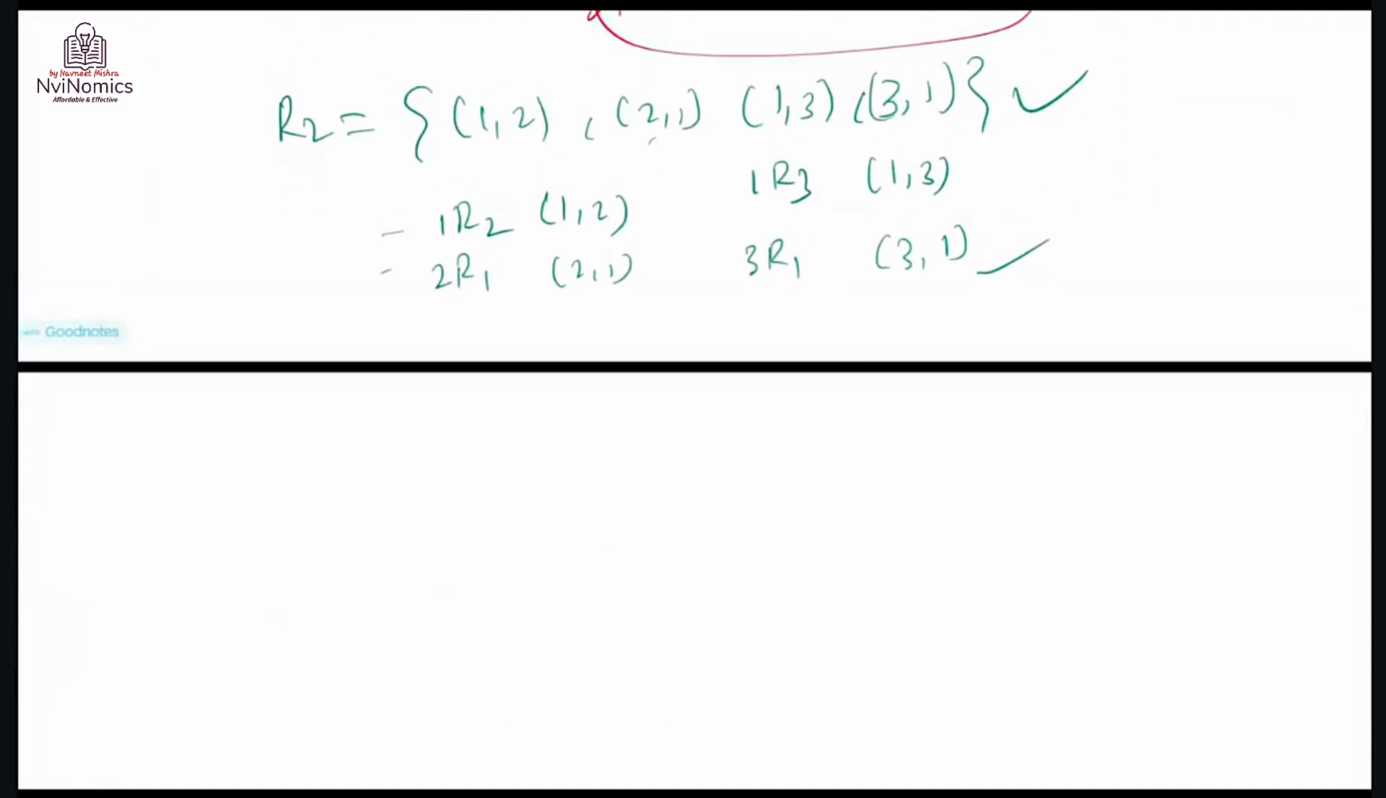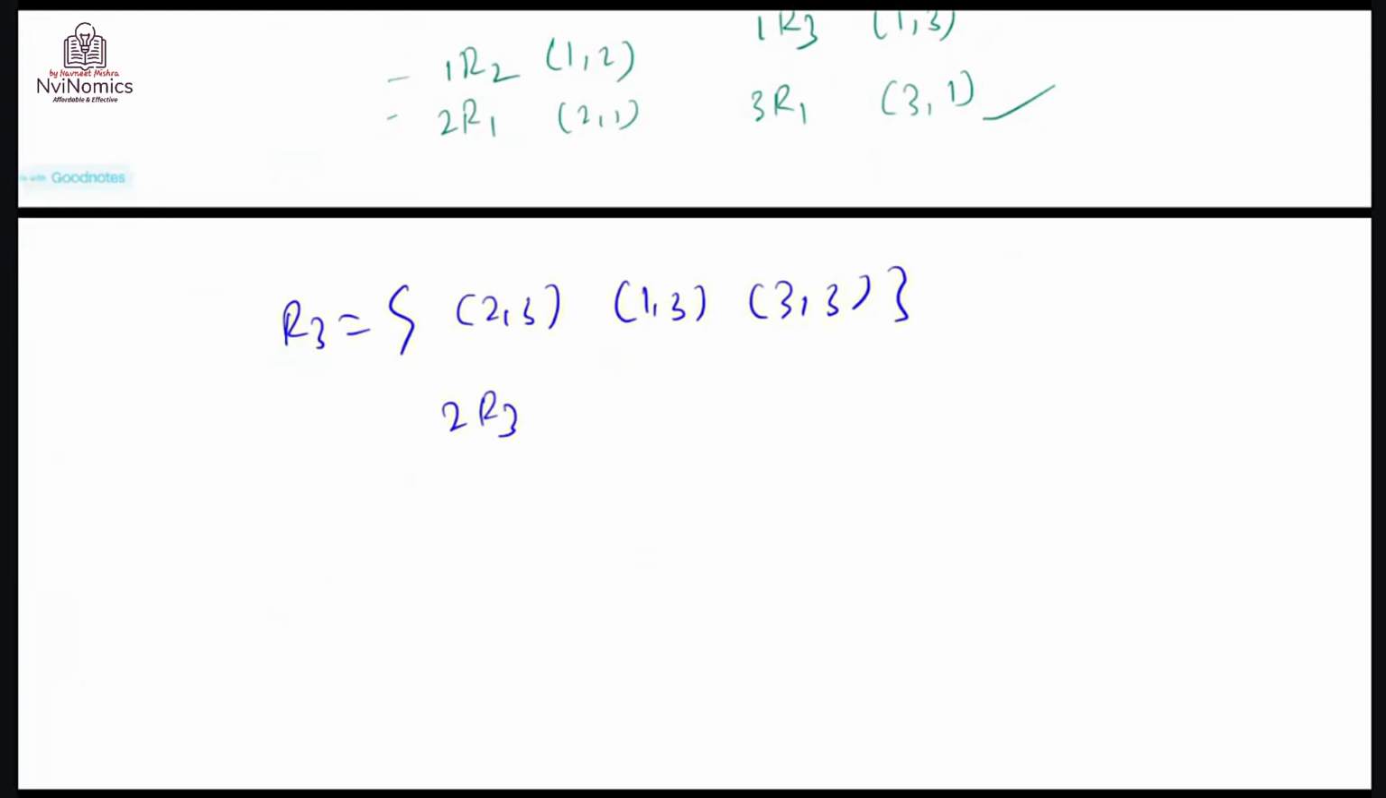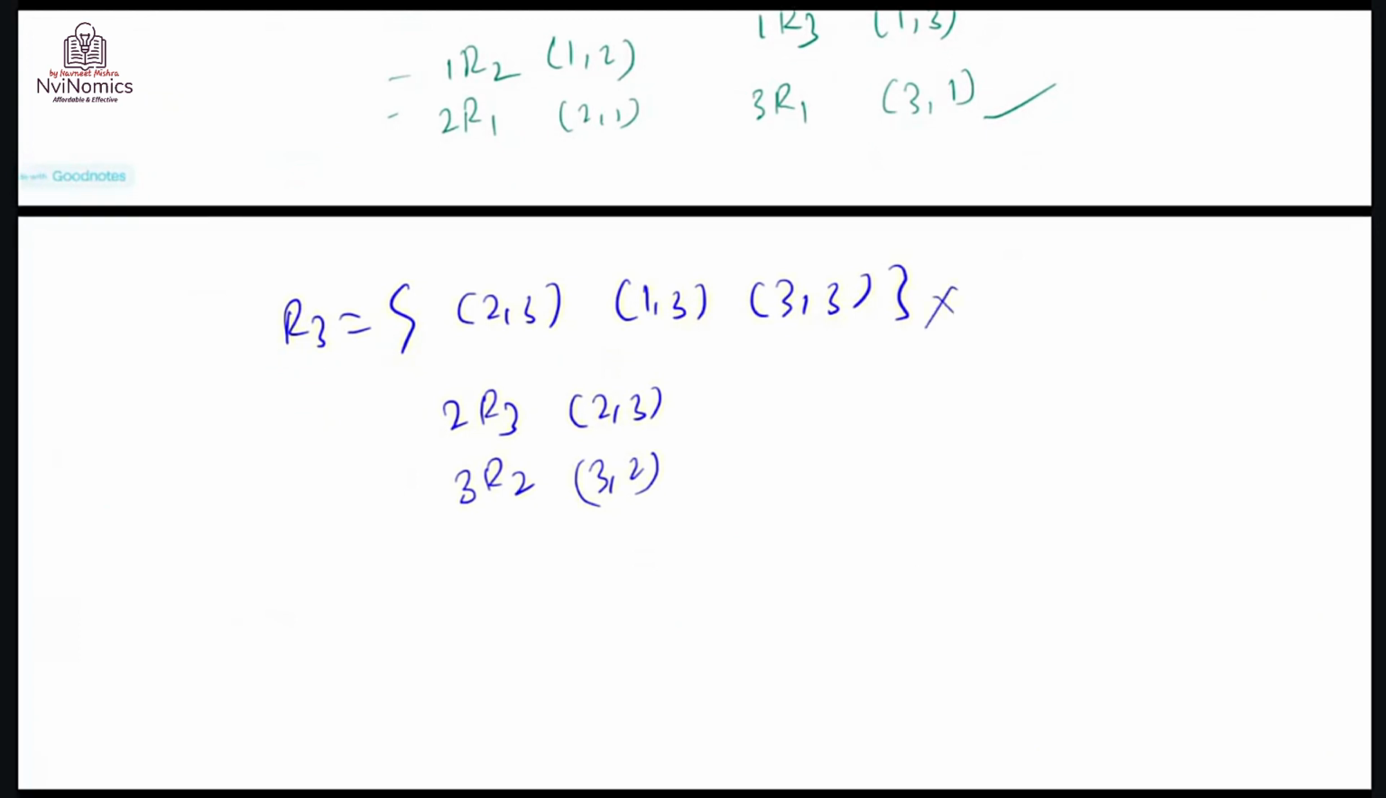Now I'll take another set R3, equal to {(2,3), (1,3), (3,3)}. Now I'm going to ask you whether it is going to be symmetric or not. You can see (2,3), 2 is related to 3. It means that if (2,3) is in R3, then (3,2) should be there also. It is not there, so it is not symmetric. We don't check another element.